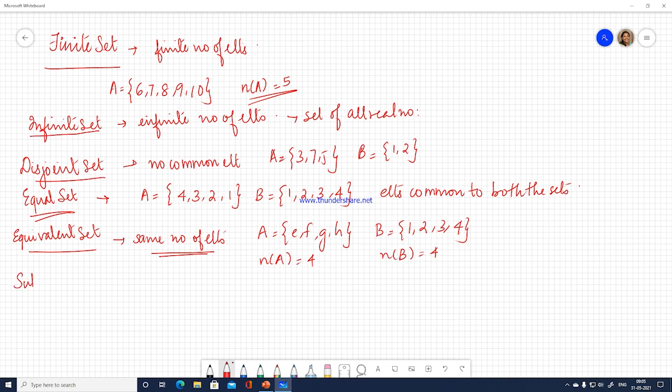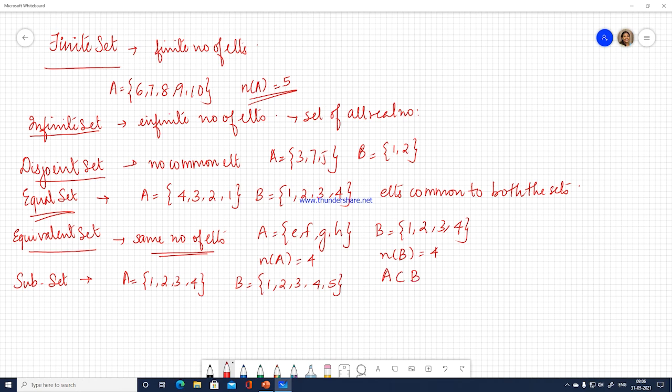Now we have subset. For subset, before moving to the definition, we'll consider an example. So let A be 1, 2, 3, 4 and B be a set which consists of 1, 2, 3, 4 and 5. So we can say that A is a subset of B.